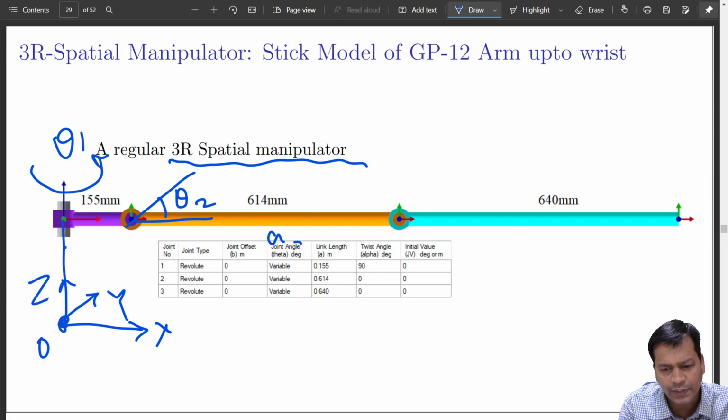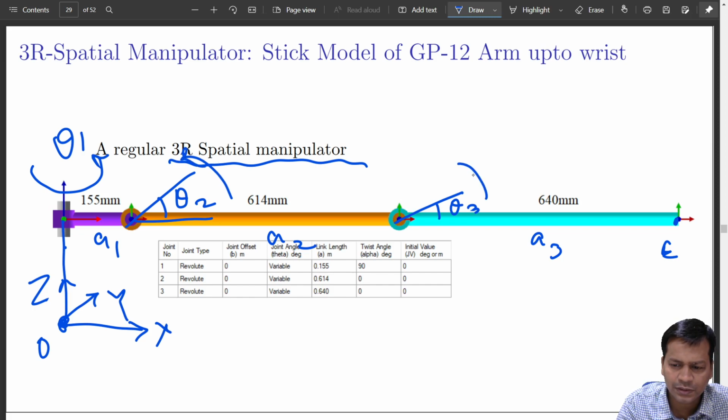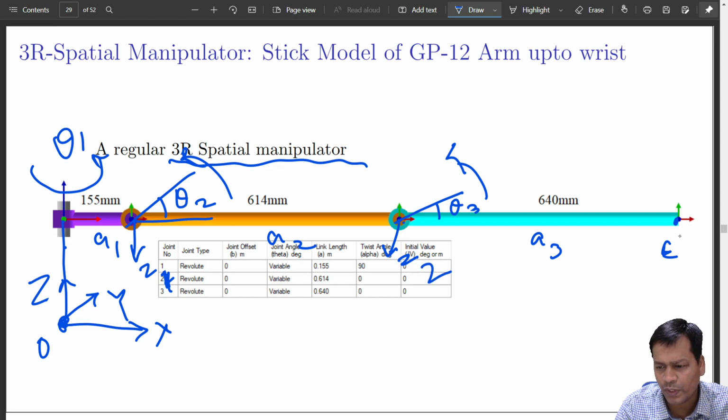This is link length A2. If this is A1, this is A2, the distance between two z axes. Then you have another link which also can go like this. So this is theta 3 and this is A3. Finally you have the end effector point, which is here. So the first can rotate like this, the second can go like this, the third can go like this. These are Z0, Z1 and Z2, and this is Z3, that is also the end effector Z.